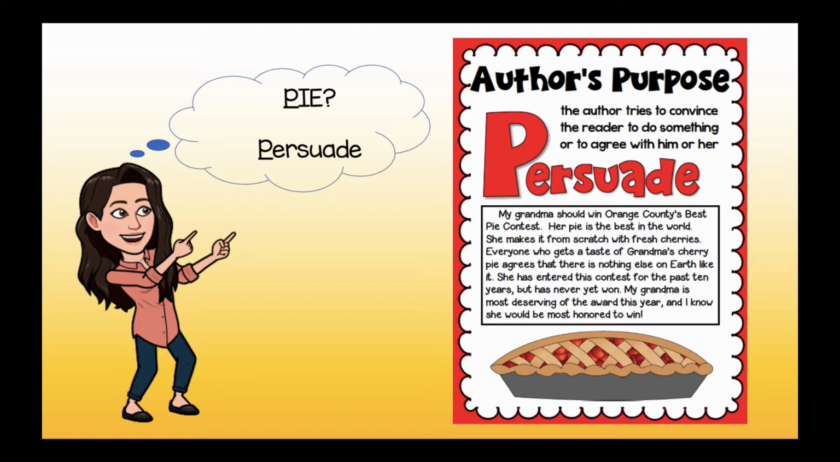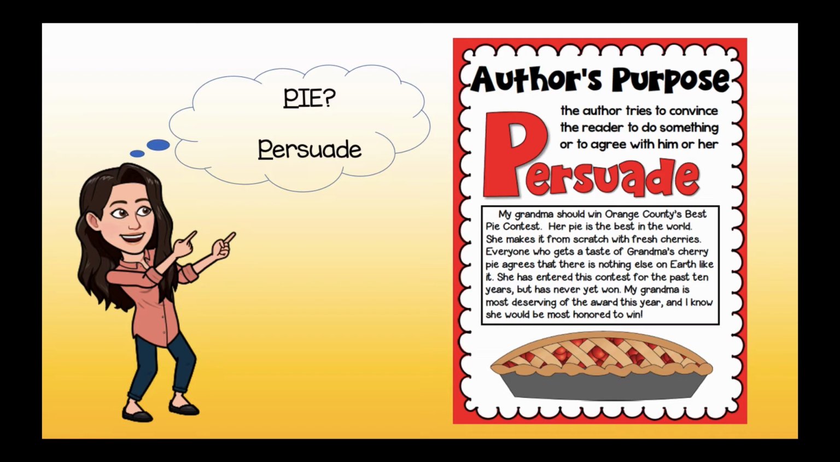The first type of author's purpose, or their purpose for writing, might be to persuade a reader. So the author is trying to convince the reader to do something or to agree with him or her. Let's take a look at this example of an article using persuasive writing.